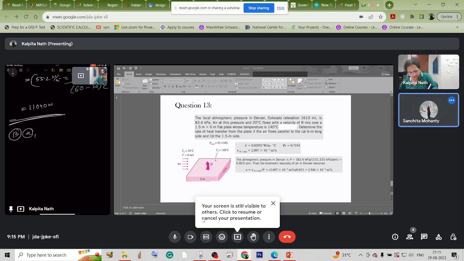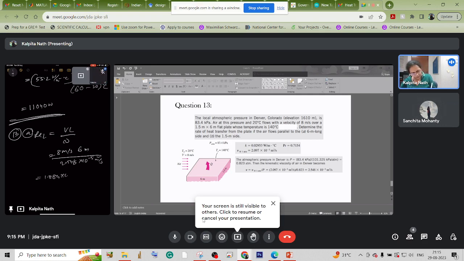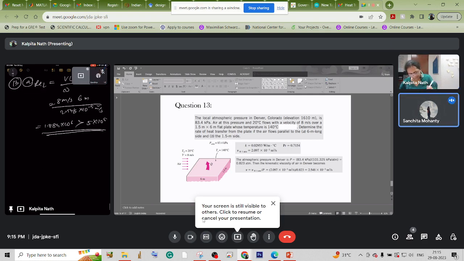Part A. This is Reynolds number, VL by nu. This is 8 meter per second into 6 meter upon 2.548 into 10 to the power minus 5 meter square per second. So this is 1.884 into 10 to the power 6. This is greater than 5 into 10 to the power 5. Correct? Yes, ma'am. So then Nusselt number equal to hL by k will be 0.0296 because this is turbulent flow. Reynolds number to the power 0.8, Prandtl number to the power 1/3. So this comes out to be 2772.51.